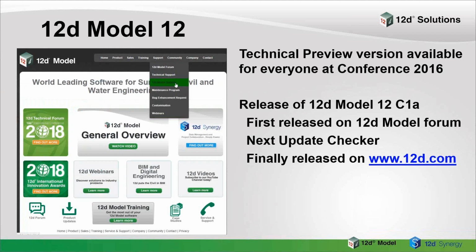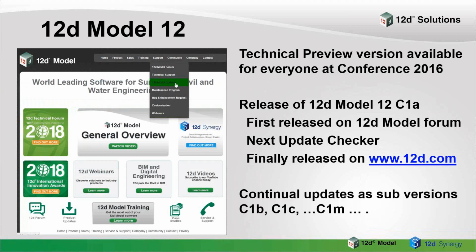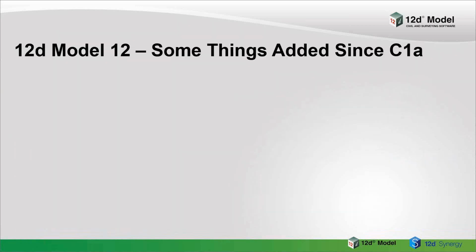So if you really want to see these things early, then they're on our 12D Model Forum first. And we continue to update versions, such as with 12 we went to C1B, C, and so on. There were bug fixes, because all software has bugs in it, so we fixed those. But we also add new features as well, and we put out summary reports on all those things.